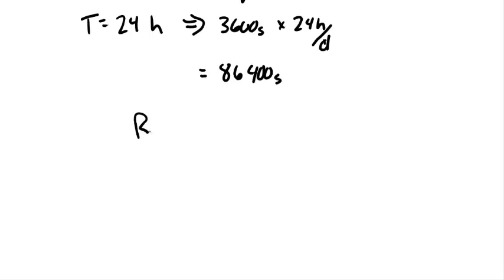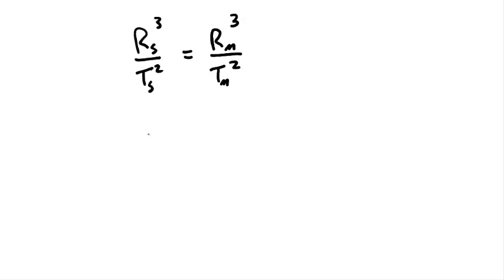So we'll use this equation here. We'll say radius of satellite cubed over the period of the satellite squared would be the radius of the moon's orbit cubed over the period of the moon's orbit around Earth squared. And so now I rearrange it to solve for the radius of the satellite's orbit cubed.